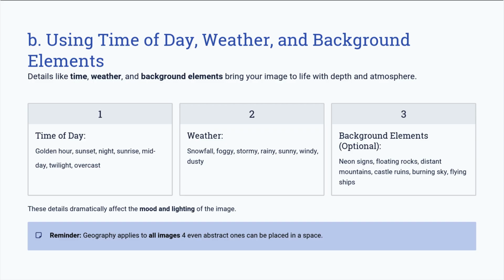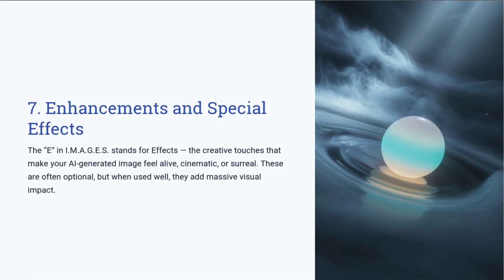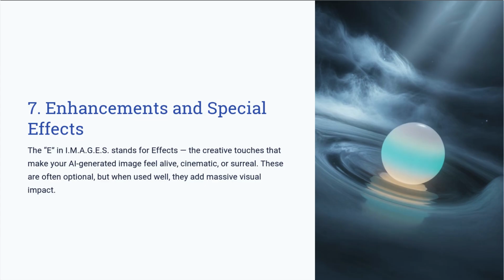And finally, background elements. Things like neon signs, floating rocks, castle ruins, or even a burning sky. These little touches bring depth and richness to your image. Just remember, even if your image is abstract or super creative, it still lives somewhere. Always place it in a space. Alright, now we're on to the fun stuff, enhancements and special effects. The E in IMAGES stands for effects.